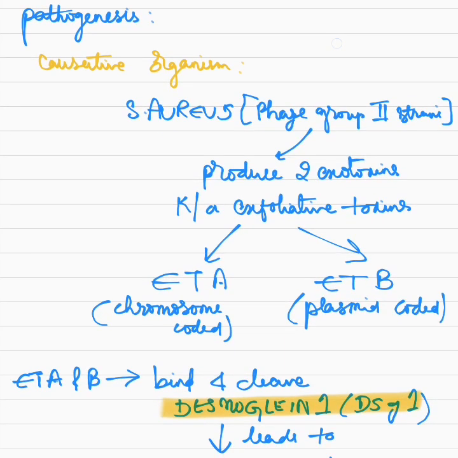Coming to pathogenesis, the causative organism is Staph aureus, phage group 2 strains. So these strains, they have the capacity to produce two exotoxins, also known as exfoliative toxins. So the two types of exfoliative toxins are exfoliative toxin A and exfoliative toxin B. Exfoliative toxin A is chromosome coded and exfoliative toxin B is plasmid coded.